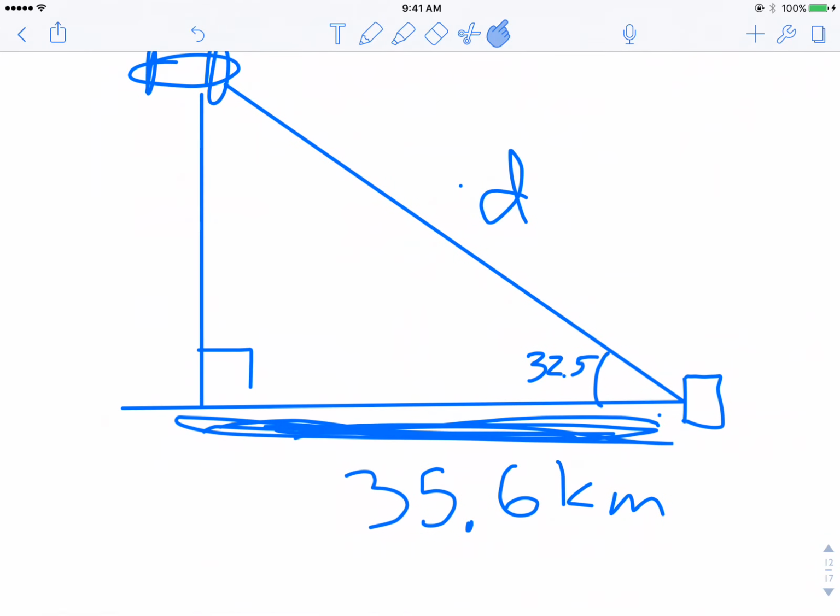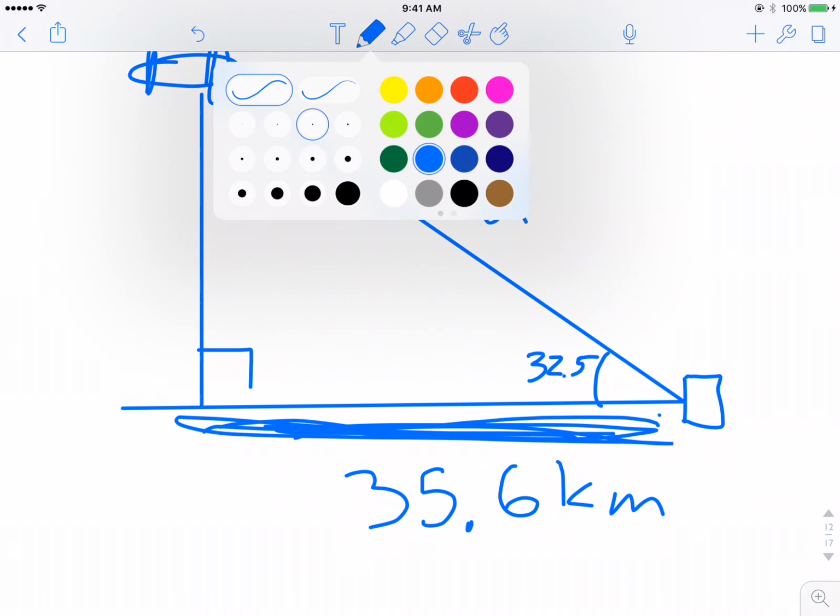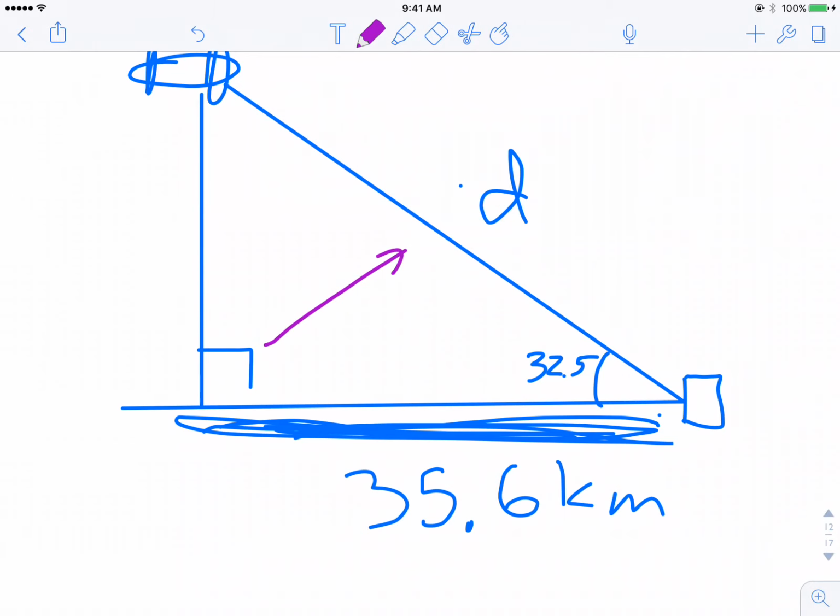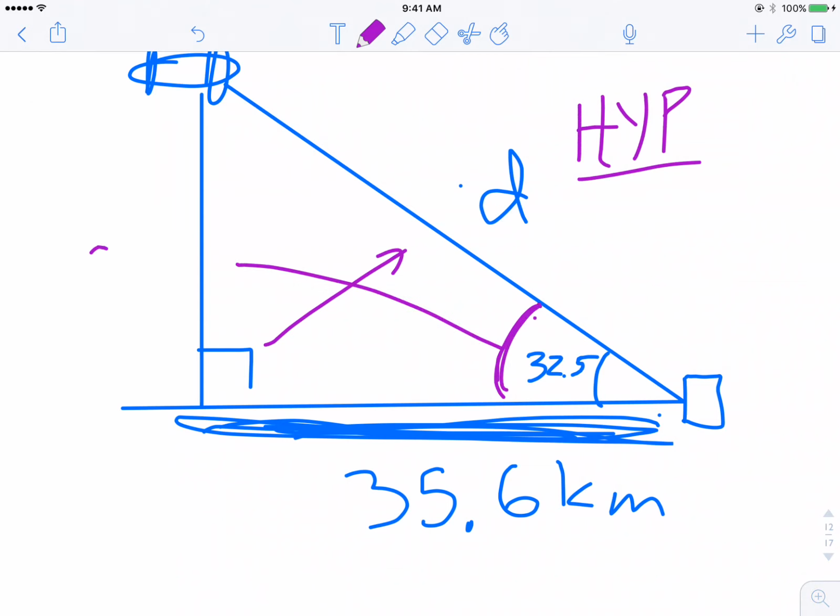Our next step is to label our triangle. So we go, opposite to the right angle is our hypotenuse. It's the longest side of our triangle. Here's the angle we're talking about. This would be the opposite side, which would be the height of the airplane off the ground. But that's not what they're asking us for. And this is our adjacent side, which is the horizontal distance to the plane.